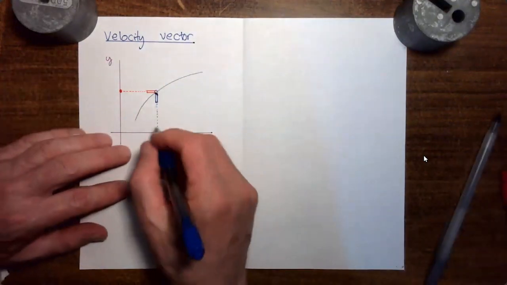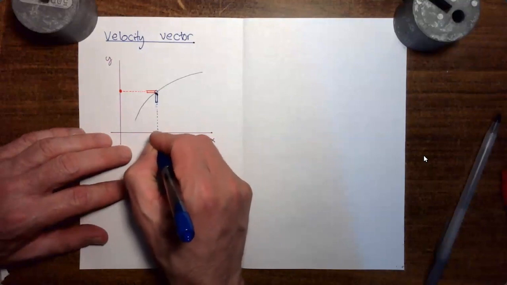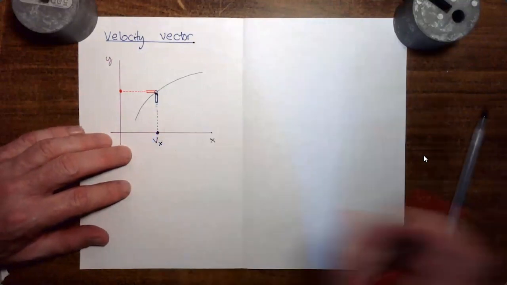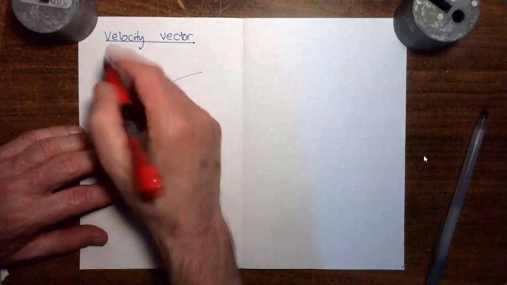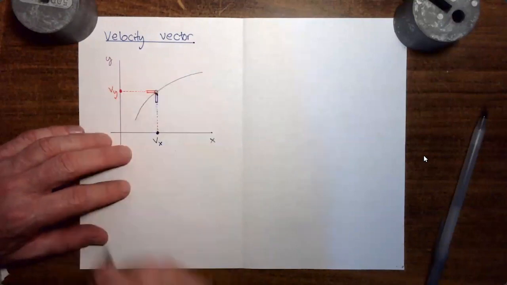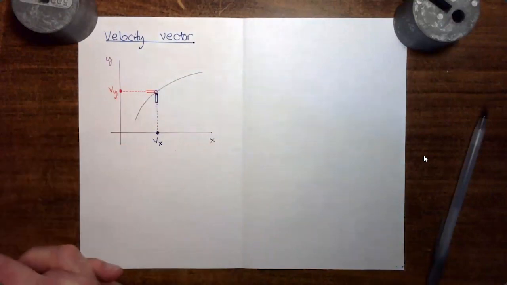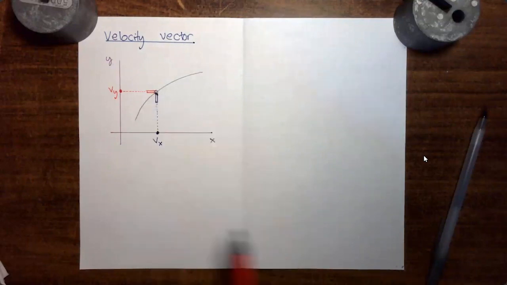We can say that the velocity of the blue spot is v sub x, and the velocity of the red spot is v sub y. So that's one way of thinking about the motion of this object. Here's another way of thinking about the motion of the object.